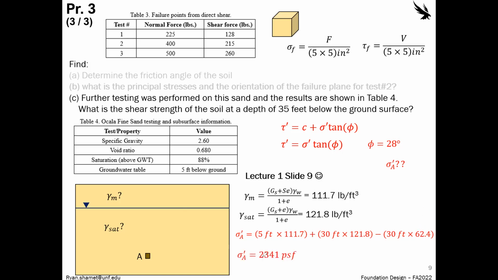So what we have is an effective stress of 2341 pounds per square foot. We plug that into our Mohr-Coulomb shear strength equation, sorry, this one, since c is equal to 0. And we get 1,245 pounds per square foot. So this would be the shear strength of the soil down here at this point A.